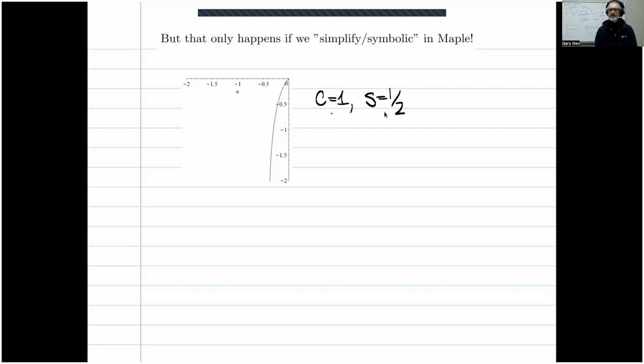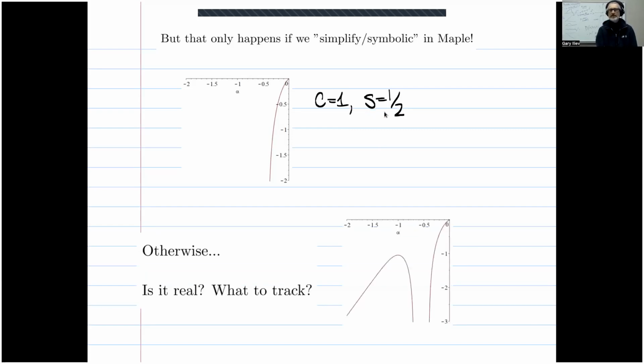Here, S is less than 1. So everything that I say for the next little bit is for S less than 1. If I do not simplify symbolically, if I just take the expression and plot it, Maple plots this. And so the question is, what is this thing? Is this thing real? Is there some sort of other phase?